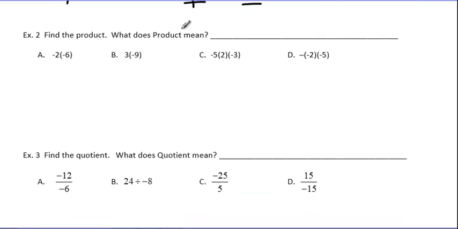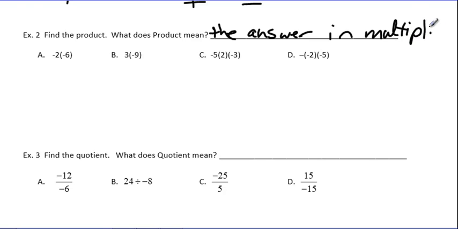Example 2 says find the product, and we're asked what does product mean? Well, that's the answer in multiplication. Oh, I hope I fit it on the screen there. I think I did. Good. So, find the product. Let me do my signs first. Same sign is going to be positive. Negative times a negative is a positive. So I don't need to write a positive sign.